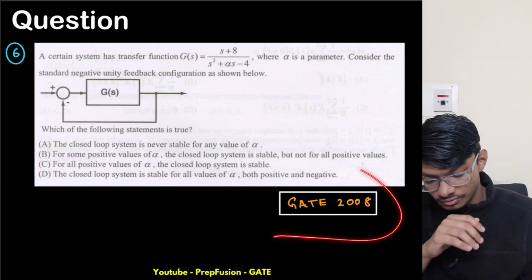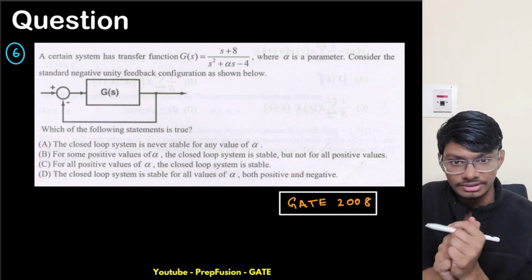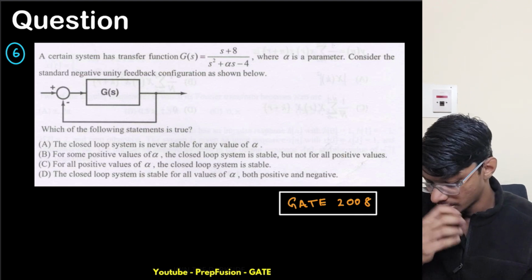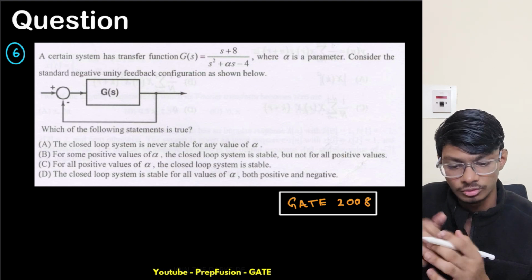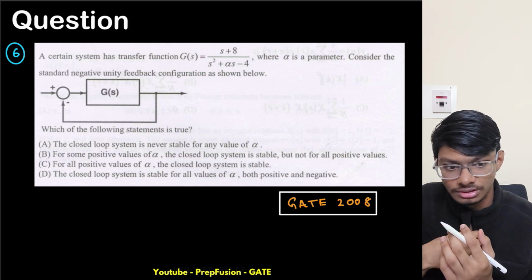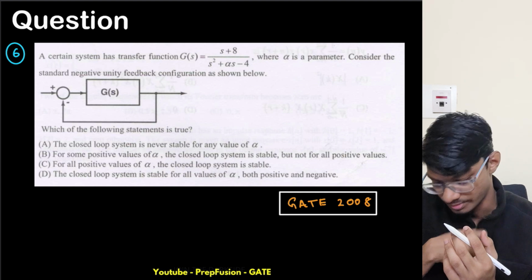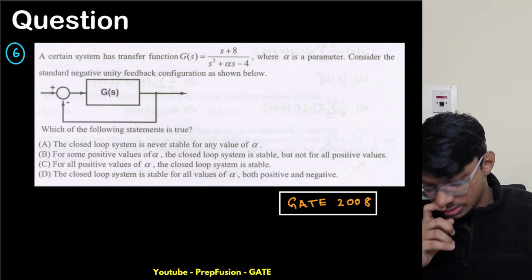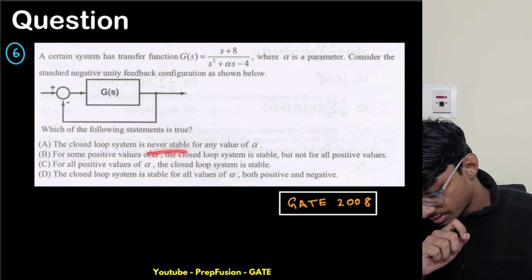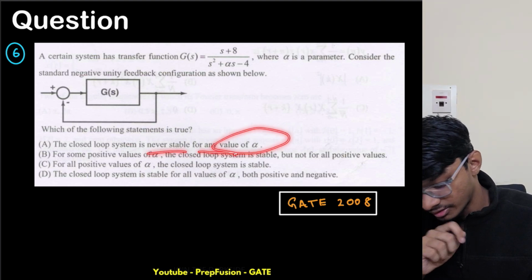Now this was for GATE 2008. Now what may happen is that MSQ has come, right? So they will put statements and there may be multiple select questions, so you have to select multiple options. That is for the MSQ part basically. Now what are the options telling us? The options are telling us the closed loop system is never stable for any value of alpha.